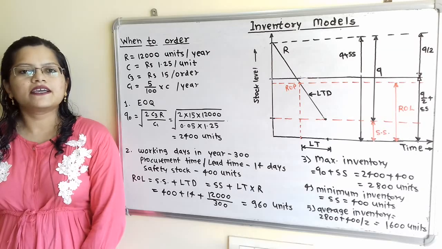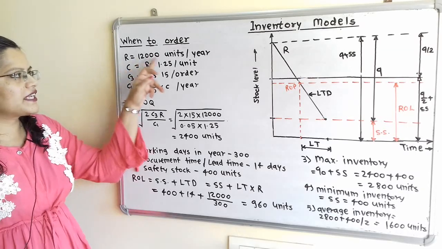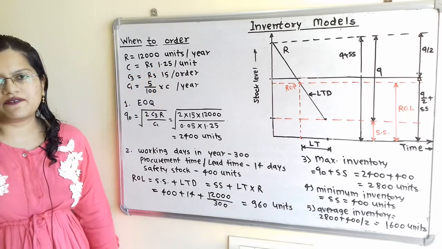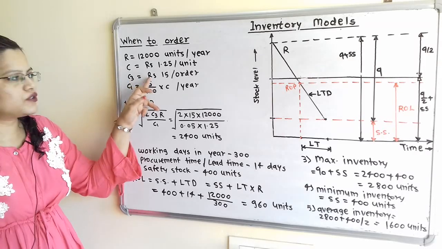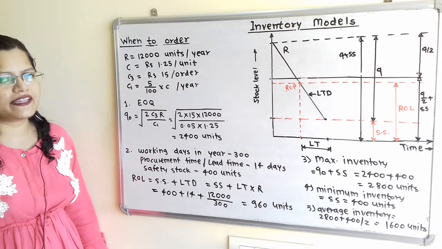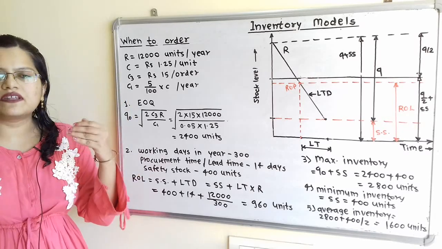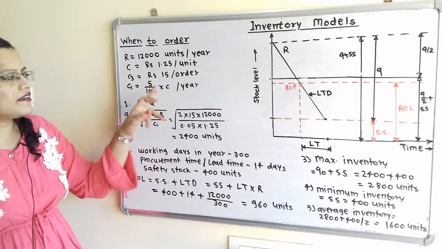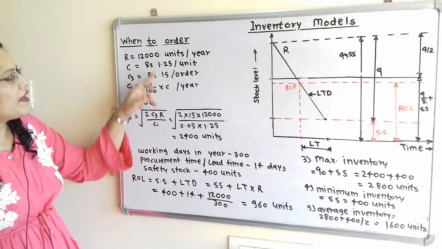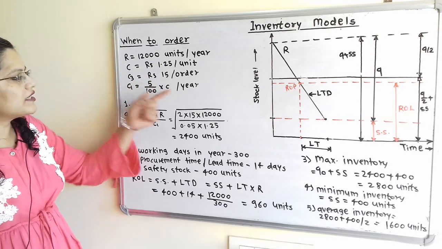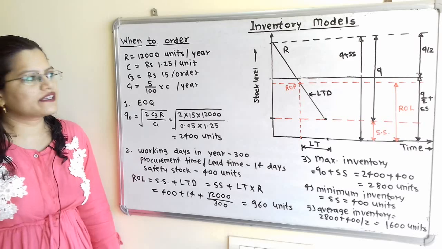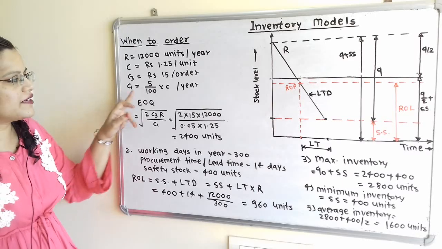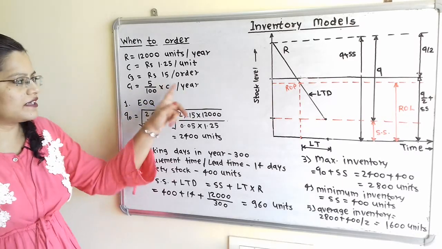Let us understand the given data. Demand rate R is given as 12,000 units per year. Then unit price C is rupees 1.25 per unit. C3, the ordering cost, is rupees 15 per order, and the inventory carrying cost or inventory holding cost C1 is given as 5% of the unit price, that is 5 by 100 into C. So we can write here 0.05 into 1.25. Here the unit is also given, that is year. So we have to check the unit: the demand rate R, time period is given in year, and this cost C1 is also for the same period, that is in year.